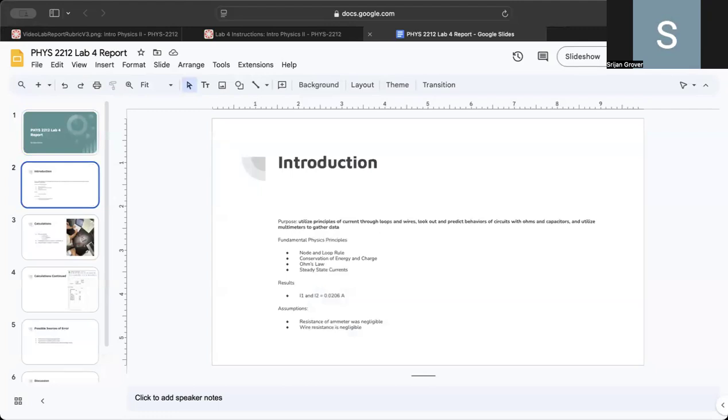Introduction. The purpose of this lab is to utilize principles of current through loops and wires, looking at and predicting behaviors of circuits with ohms and capacitors, and utilizing multimeters to gather data. The fundamental physics principles for this lab are node and loop rule, conservation of energy and charge, Ohm's law, and steady state currents. The lab's results are I1 and I2 equals 0.0206 ammeters. We're going to be assuming that resistance of ammeter and wire resistance are negligible.